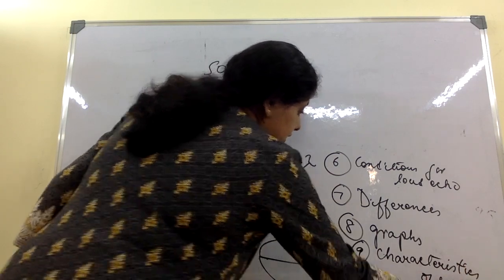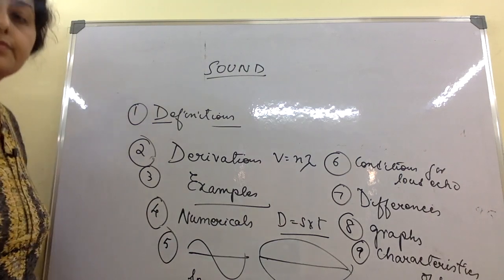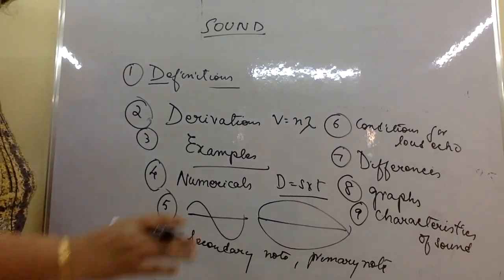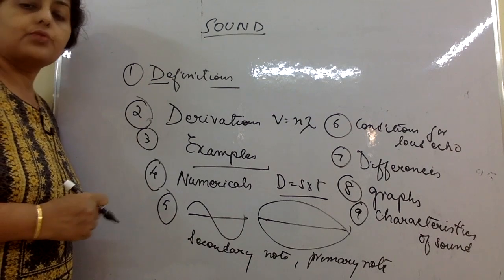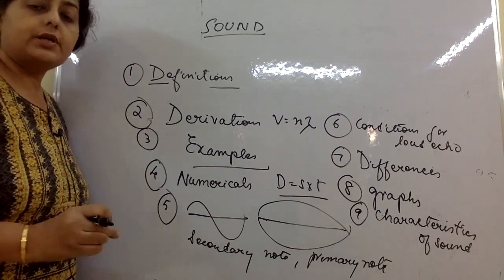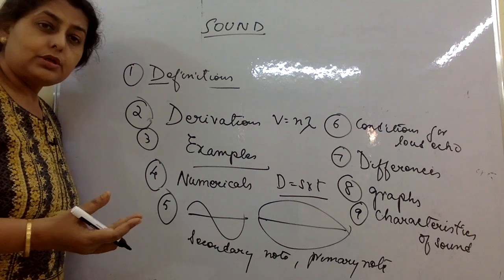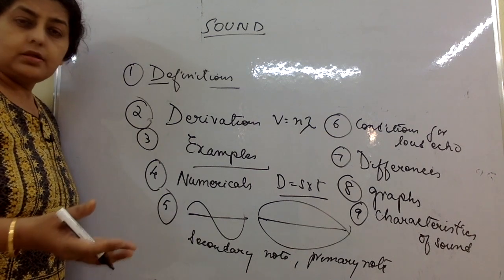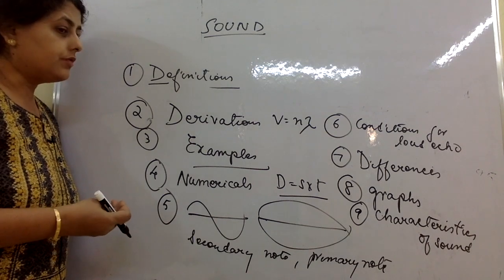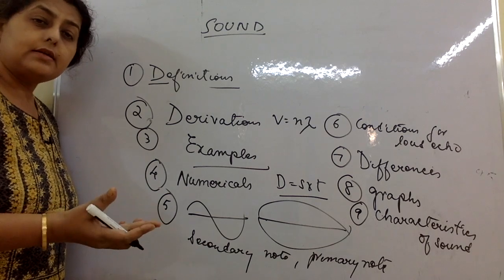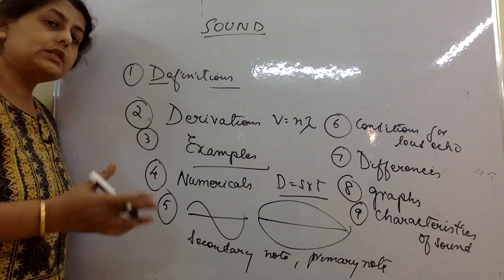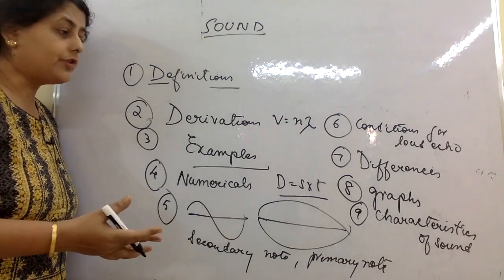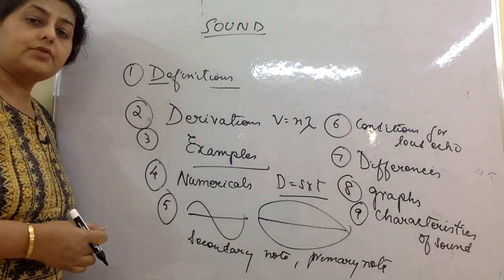This is the part of the chapter where you learn about characteristics of sound. What do you learn about? You learn about loudness, pitch and quality or timbre. Okay, so loudness, pitch and quality or timbre, that is what you will have to do well.